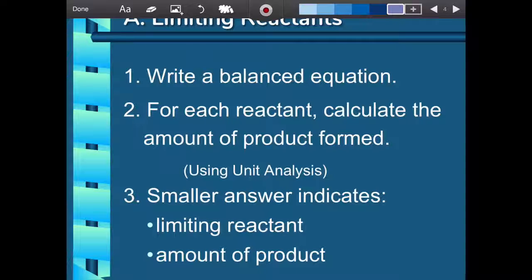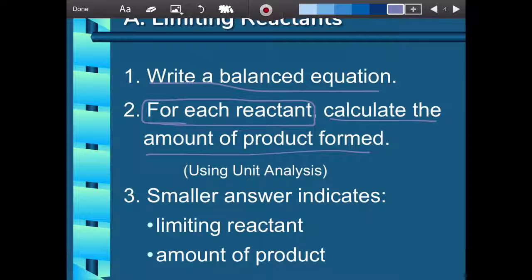Anytime you have to do a limiting reactant practice problem, there are 3 major steps to follow. The first is to write a balanced equation. The second is to then calculate the amount of product that can be formed. This is for each reactant, so that's key. So you'll have to do multiple unit analysis steps or conversion steps in this type of problem.